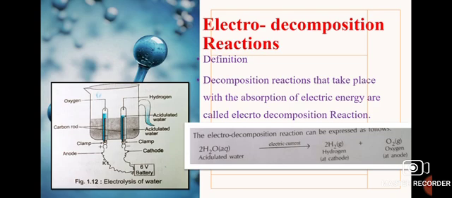Okay, example: 2H2O. Acidulated water means we add sulfuric acid to the water, that's why. Okay, so when we apply electric current, it will split into 2H2 plus O2, hydrogen plus oxygen.